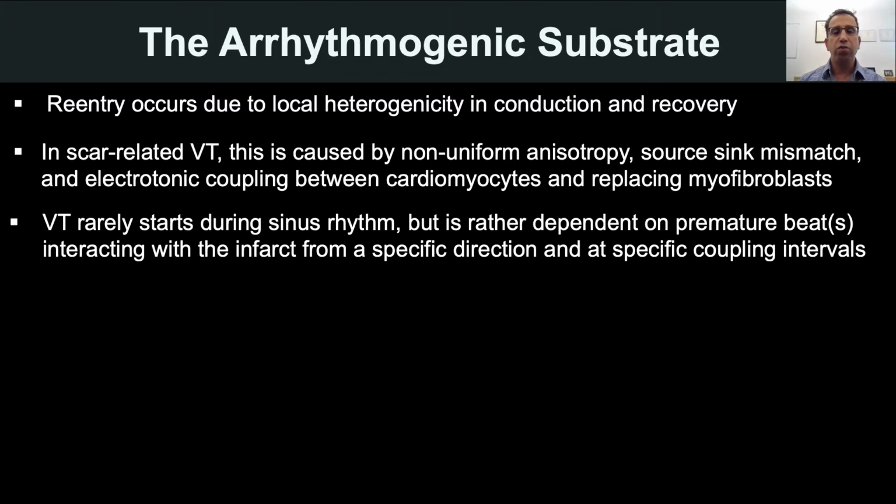Re-entry usually occurs due to local heterogeneity in both conduction and recovery. In scar-related VT, this is caused by non-uniform anisotropic conduction, source-sink mismatch, and electrotonic coupling between cardiomyocytes and replacing myofibroblasts. VT rarely starts during sinus rhythm, but is often dependent on premature beats that interact with the infarct from specific directions and usually at a specific coupling interval window.